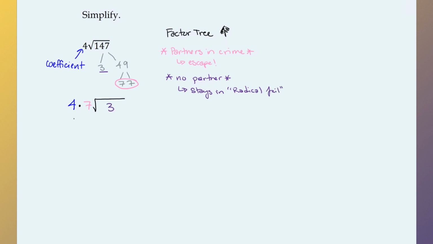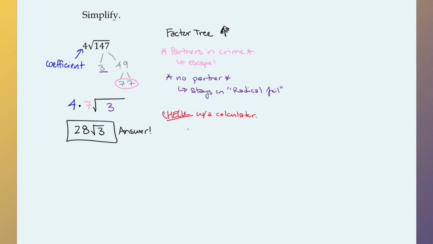So we have a 3, the coefficient came out front, the pair of 7s came out, and then we left the 3 inside. Multiply that 4 and the 7, we get 28 times the square root of 3, and that is our lovely answer. Fun thing about radicals is we're actually not changing the value of it. We're just changing what it looks like.